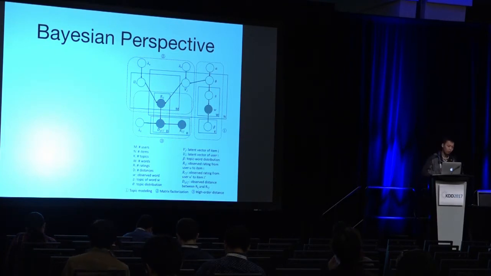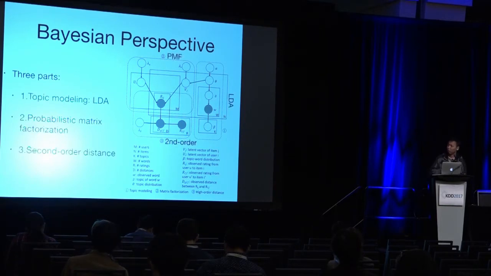This is a graphical representation of the proposed model, and we can see that the previous optimization formulation is based on PMF. We actually add the second order distance on the PMF. And if we further add the LDA part, we can have the second order distance for the CTR model, which combines PMF and LDA. So this is a connection between our method and the existing PMF and CTR methods.